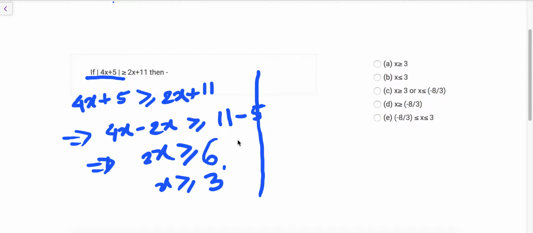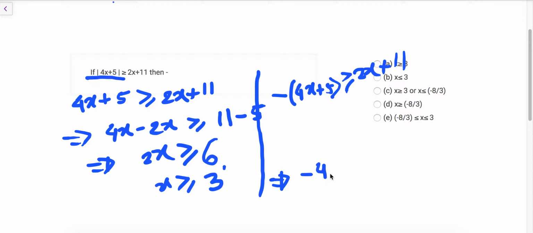what could be the possible value if we take the negative value of this term, the absolute value of 4x plus 5. So if we take the negative value, then it becomes minus of 4x plus 5 greater than or equal to twice x plus 11, right? Then it should become, okay, let me remove this.